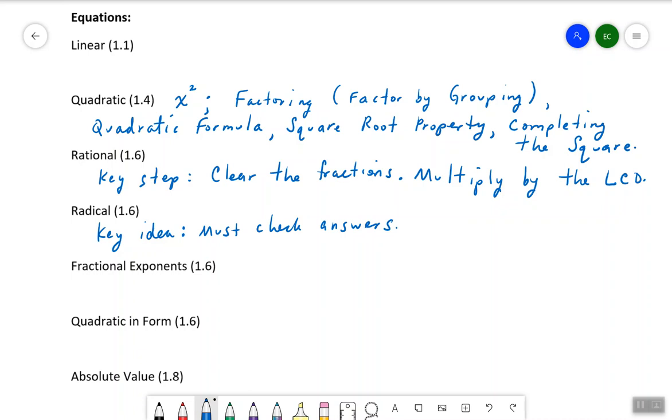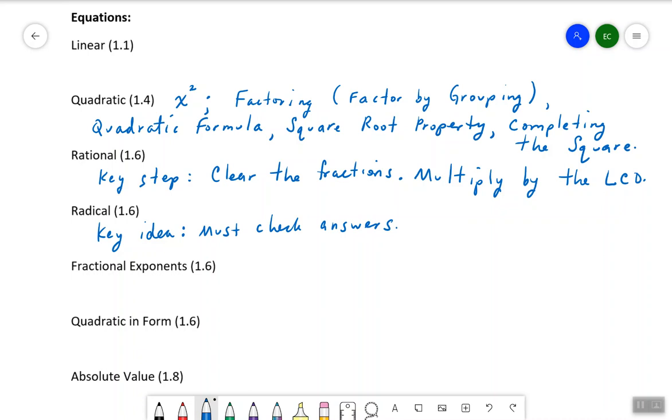Another important takeaway from the rational and the radical equations is, when you have a rational equation and you clear the fractions, then you're either going to have a linear or a quadratic equation left over. Same thing for a radical equation. Once you square both sides and get rid of the square root, then you either have a linear or a quadratic equation left over. And so then you can apply the techniques that we already learned in the earlier sections.